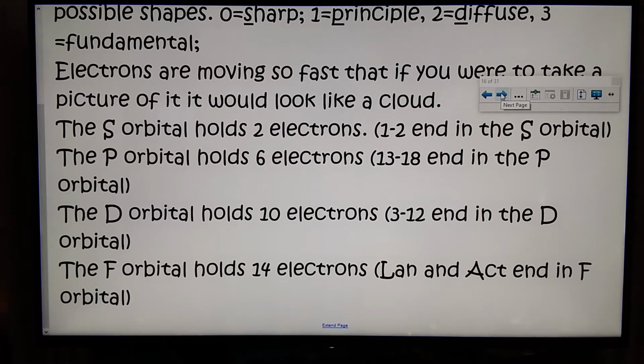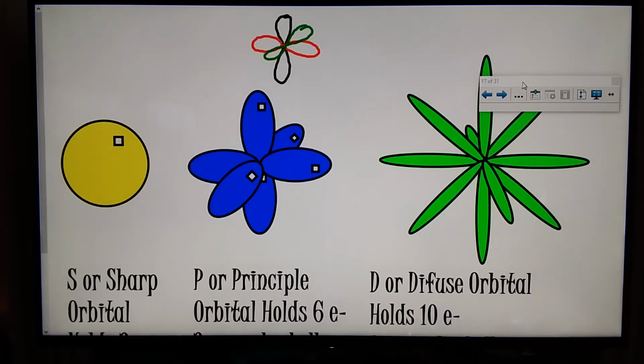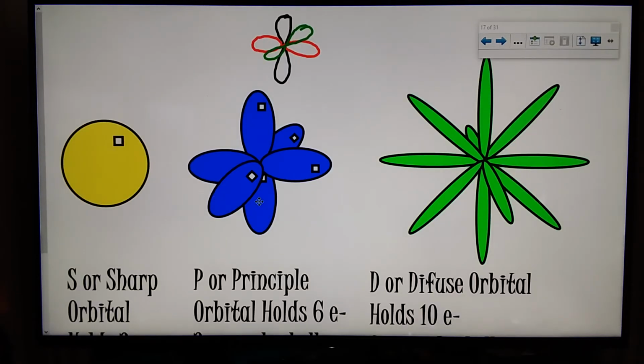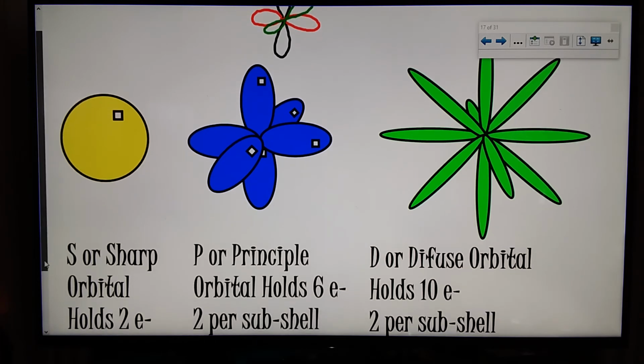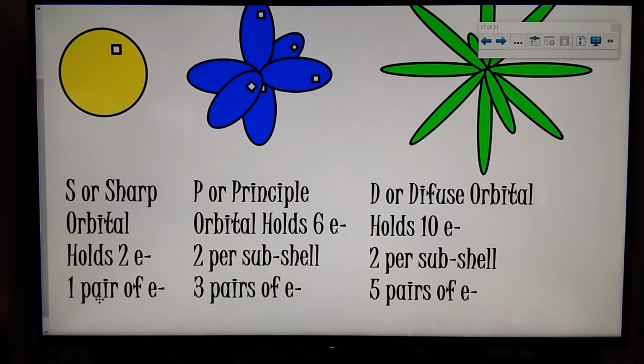On the next page, I've drawn all the way up to what D would look like. I didn't do F because it'll be too much. So there's the S, the P, and the D. You can see in this P orbital, there are actually 3 different subregions in that one orbital. That's why I put them in different colors. The S holds 2 electrons, 1 pair. The P has 2 electrons per subshell, a total of 3 pairs. And then the D has 2 electrons per subshell and 5 pairs. So that's the S, P, and D orbitals. Again, I didn't show you the F one because it's a little crazy.